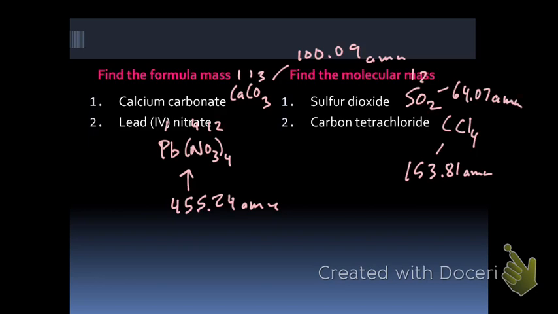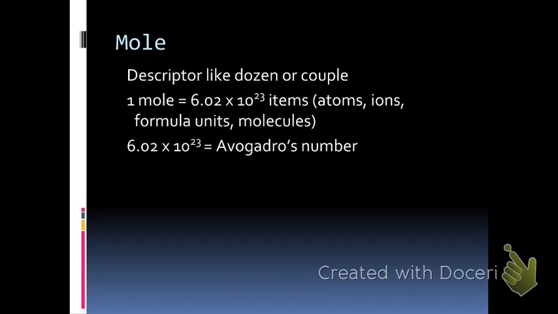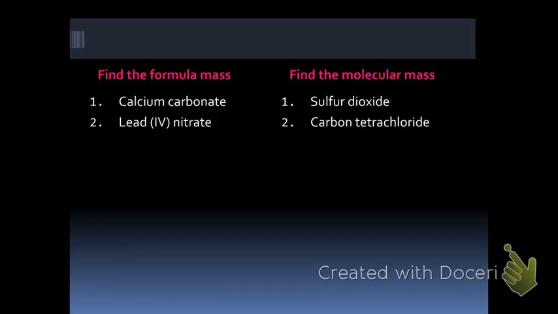Okay, so you can check your answers. Before we move on, it's kind of useless to find the mass of one atom because we can rarely isolate one atom. In the lab, it's not like we take a tweezer and use one atom. We need to use units that are bigger, so instead of talking about atoms, we're going to use a descriptor.